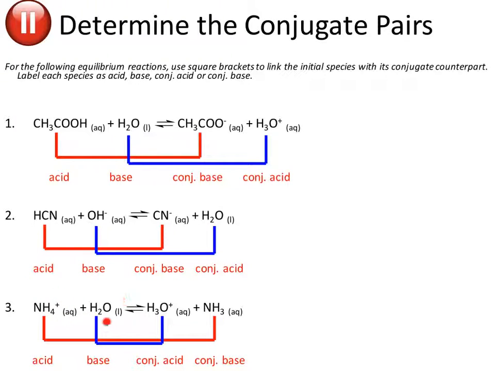Here we have ammonium and we have water. To compare ammonium and ammonia, this species over here has had to lose a proton to the water. Something that loses is an acid, something that gains is a base, and then we have our conjugate acids and our bases on this side.